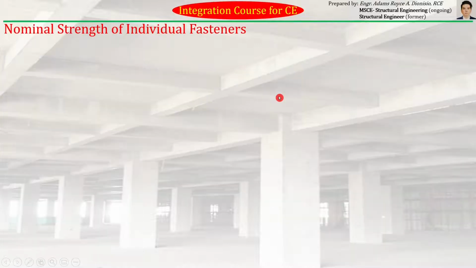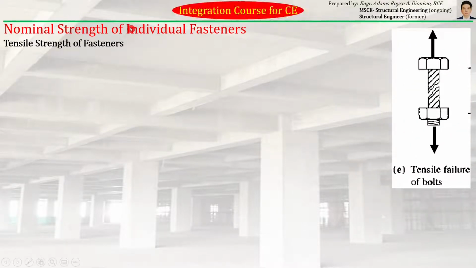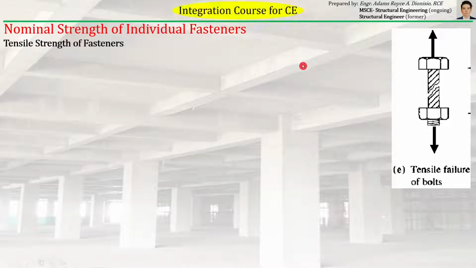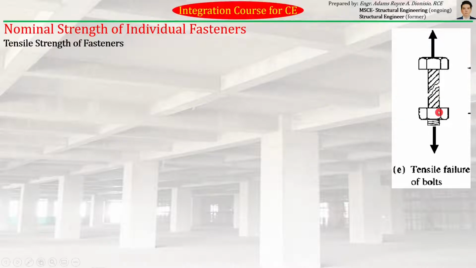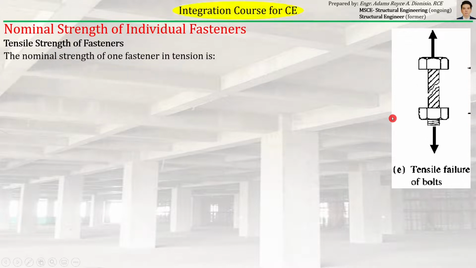Okay? So later on, gagamitin natin yang mga table na yan. After that, let's now move on sa computation ng tensile strength of fasteners. So kung ito yung fasteners natin, for it to have a tensile failure, you have to apply a load parallel to the axis of the bolt, similar to this. Nakikita natin sa screen.